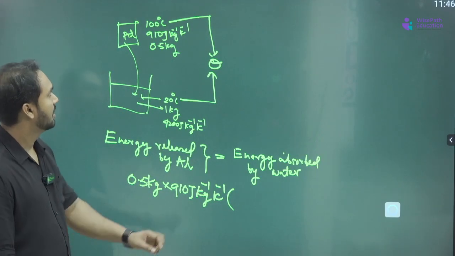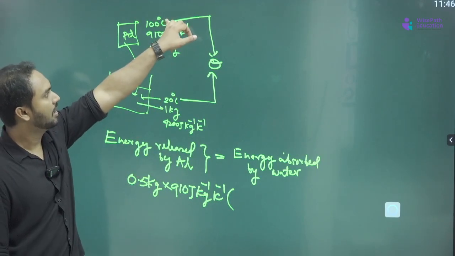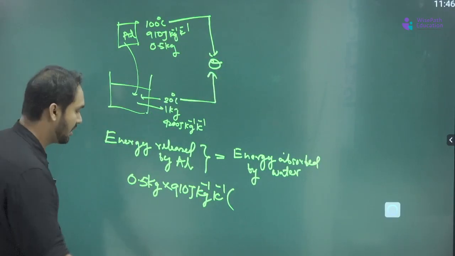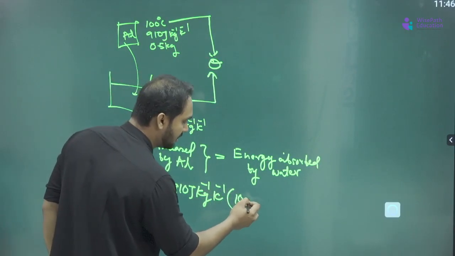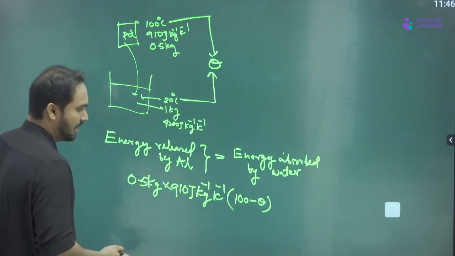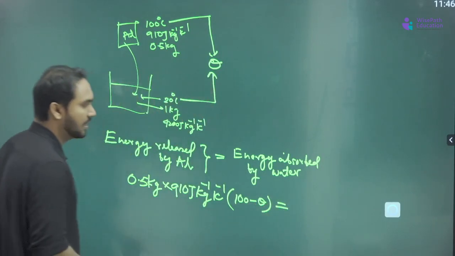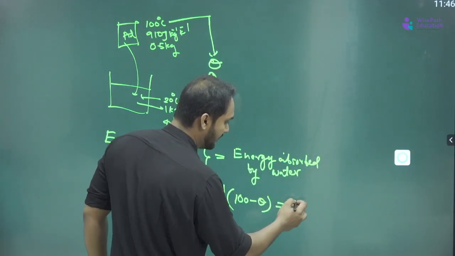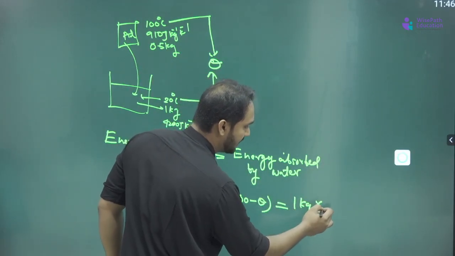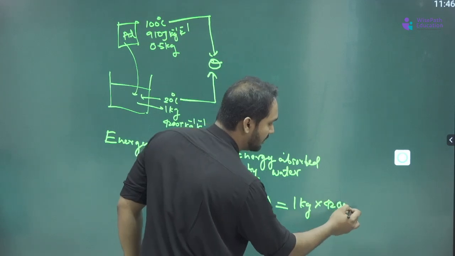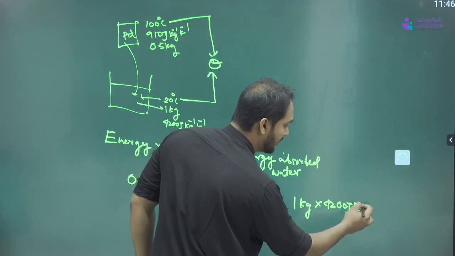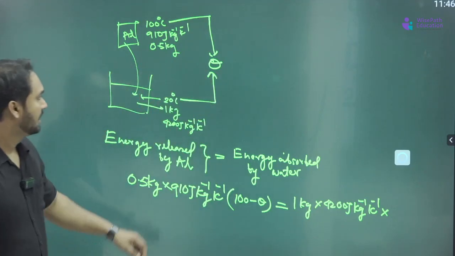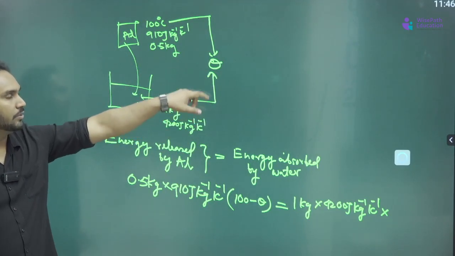Now listen, the temperature changes from 100 to theta. So it's 100 minus theta, right? And now this is equal to the energy absorbed by the water. The mass of the water is given as 1 kilogram. Specific heat capacity is 4200 joules per kilogram per Kelvin, and the temperature changes from 20 to theta.